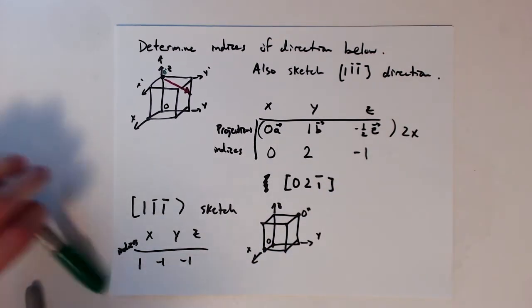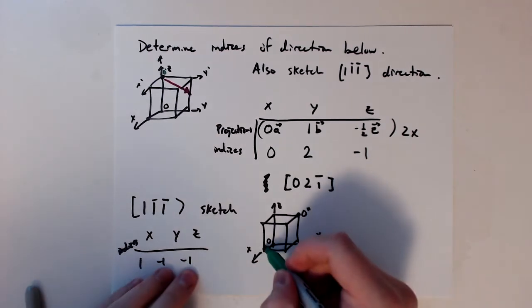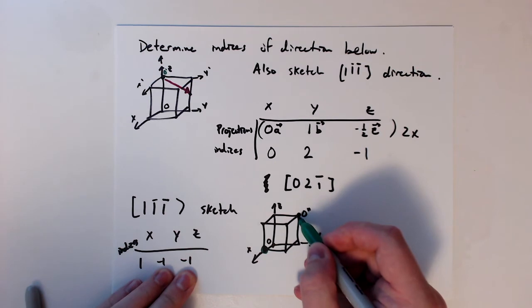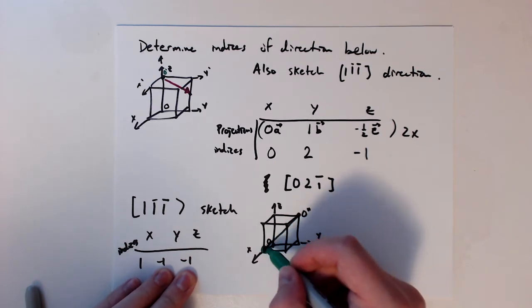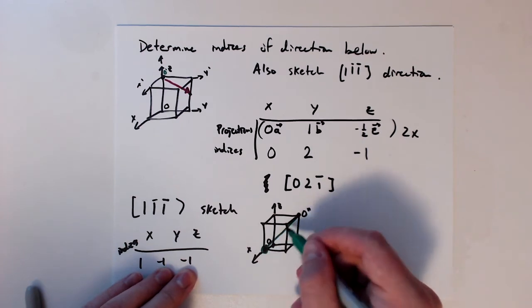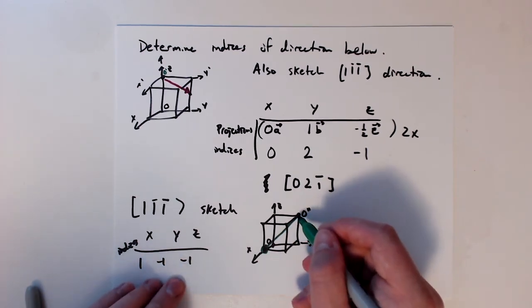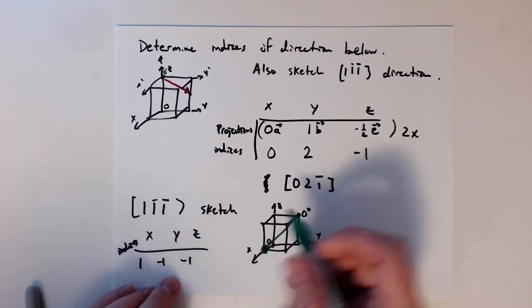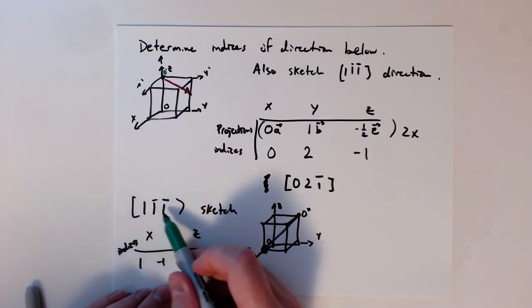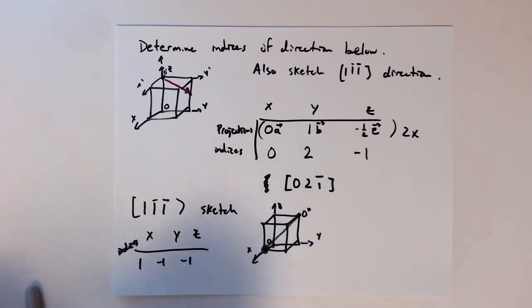Let me use a different color for you so you can see it. This is my final point. This was my initial point, so I can just draw a line between the two. Right? So that's my direction in this case, and it's going from this point to this point, and that's my 1, -1, -1, or 1 bar 1 bar 1 direction.